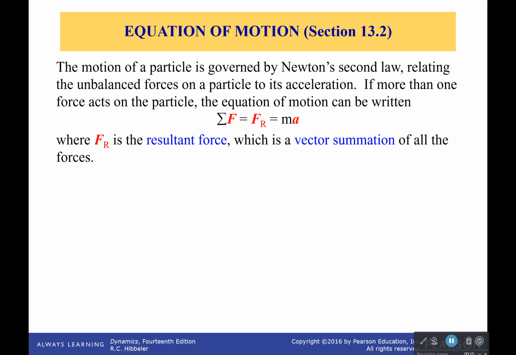We know that the motion of a particle is governed by Newton's second law, which connects our unbalanced forces to its acceleration. So if we add all of our forces together and they don't sum to zero, we have a resultant force, and that is going to be proportional to the acceleration. The acceleration will be in the direction of that resultant force.